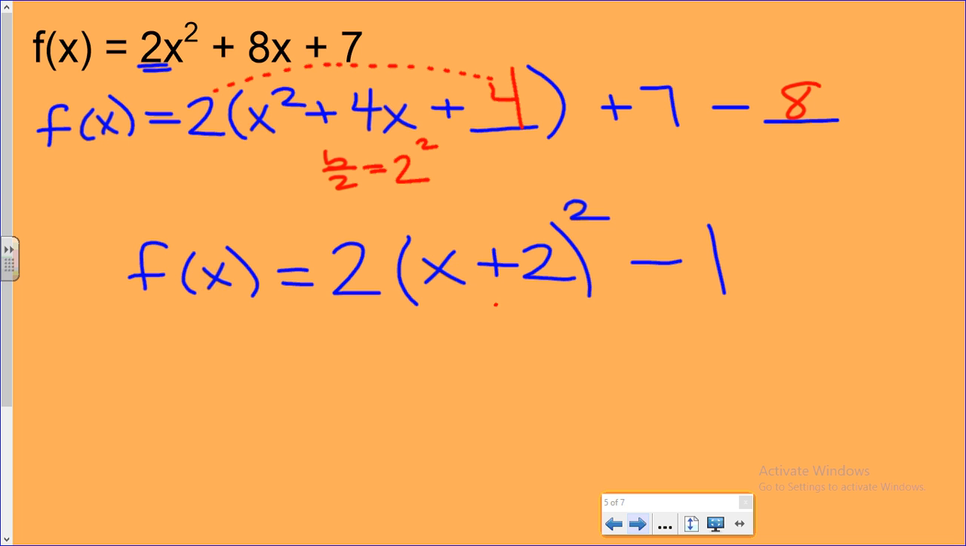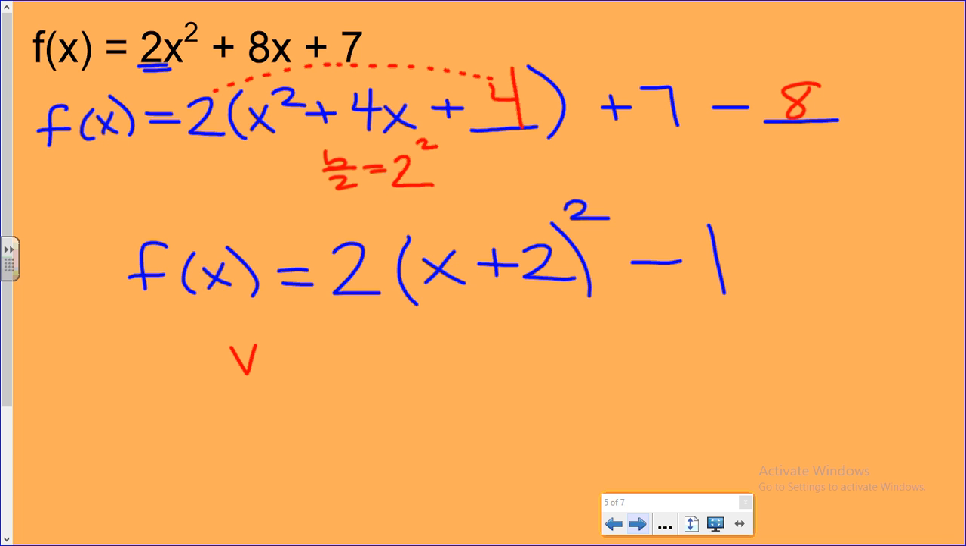Has anyone noticed that this number and this number were the same in this problem as well as in the problem before? That b over 2. That is a pattern you will see consistently throughout all of these completing the square problems. So if that helps, there's that information for you.